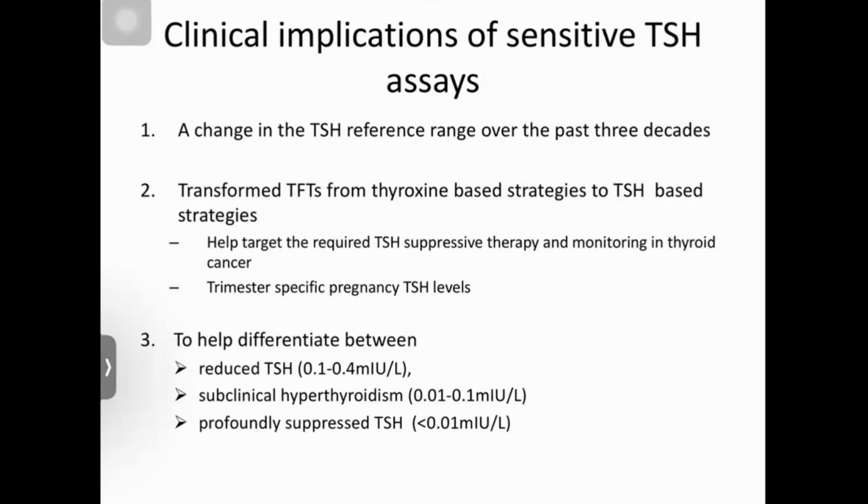And by actually measuring the TSH levels below the lower limit, we actually know that we can have a reduced TSH between 0.1 to 0.4. A subclinical hyperthyroidism can be categorized between 0.01 to 0.1. And a profoundly suppressed TSH when it's less than 0.01. So this can help us to adjust thyroxine suppressive therapy based on these values. And these values can only be obtained if you're using a third generation ultra-sensitive TSH.